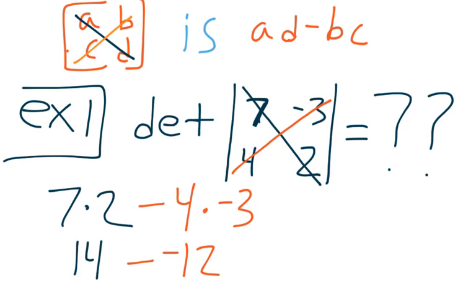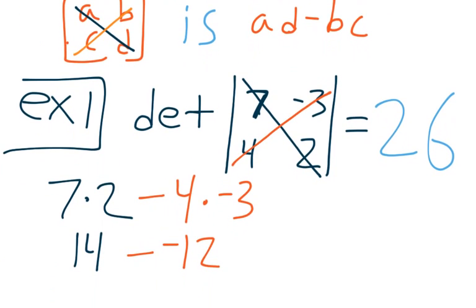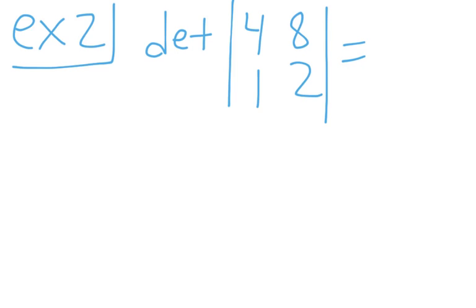So your answer is, your answer is 26. So 26 is this matrix's determinant. Okay, let's do one more. So now I have this matrix, right? This 2 by 2, right? This square matrix, 4, 8, 1, 2. I want to find this matrix's determinant.